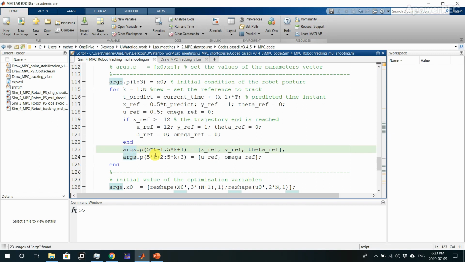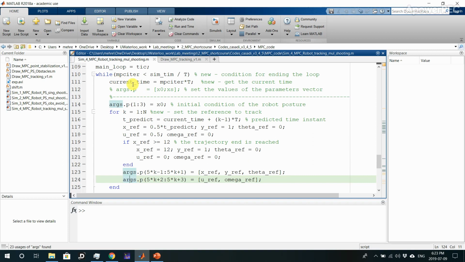Here we are filling args.p by the reference state, xref, yref, thetaref. And here in this line, we fill args.p by the reference for the control actions, which are the uref, which is vref, and omega ref. Right? Okay. So I'm defining a new variable inside this loop, which is called the current time, and this current time tells us the time that corresponds to the current MPC iteration, and it basically equals the MPC iteration times the sampling time t, right?